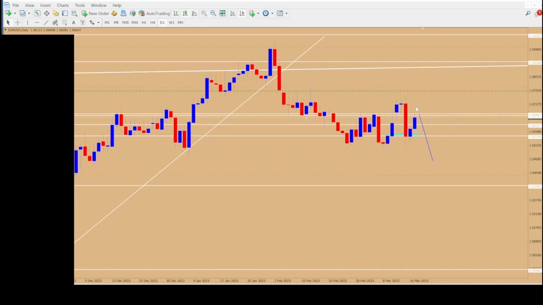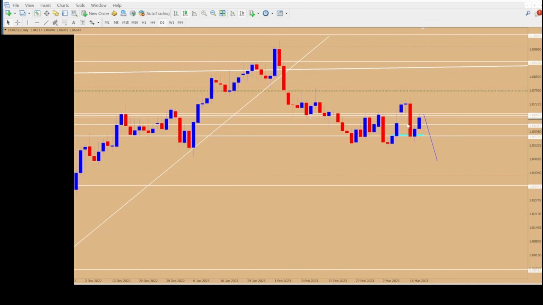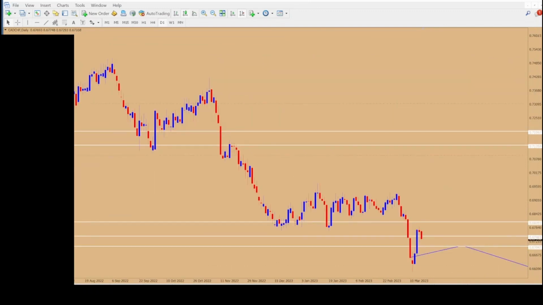You might want to take a sell from this point if it pushes above and closes below this 1.0678743 area. If it closes below that area, then look for a sell on the EURUSD currency pair rather. Yeah, so let's move on to the next one. I'll try to be faster today.